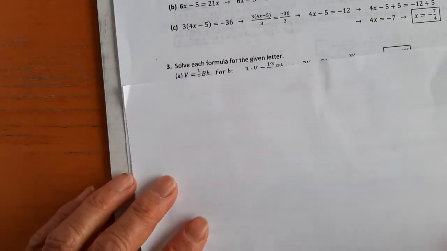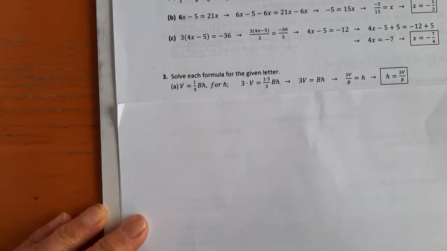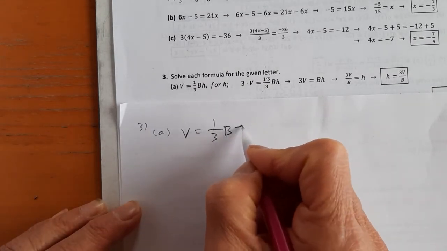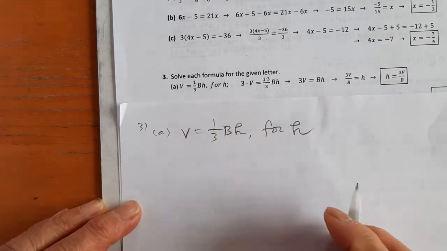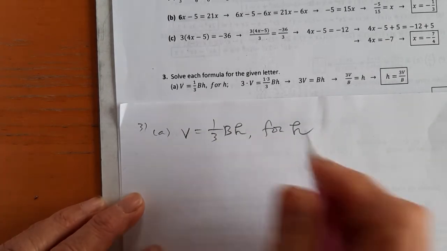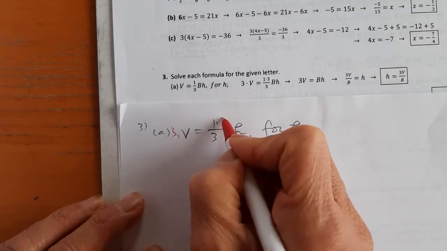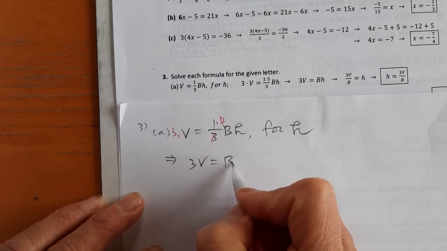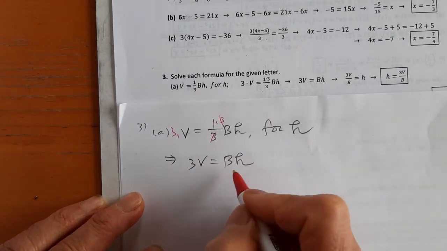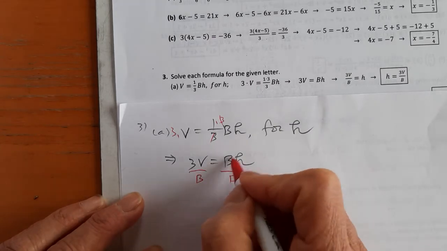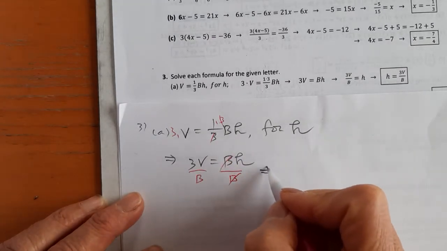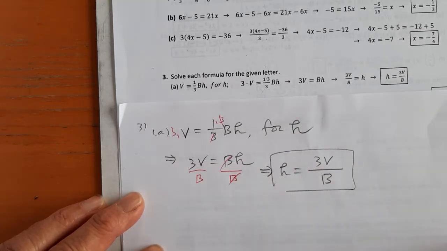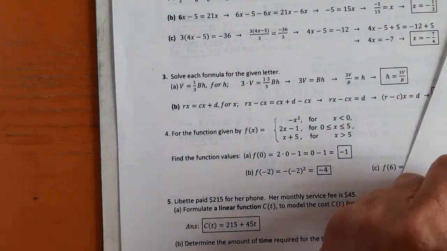Question 3, solve for the formula. 3a: if V equals 1/3 bh, solve for h. First of all, we multiply by 3 on the left and on the right. The 3 cancels, so we get 3V equals bh. To solve for h, we divide by b on the left and the right. The b cancels, so h equals 3V over b. That's the answer.